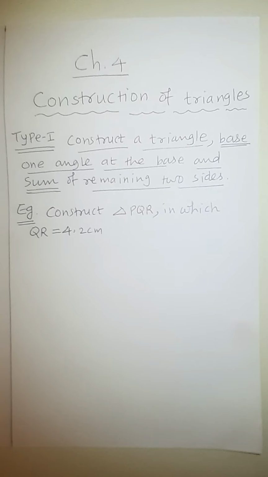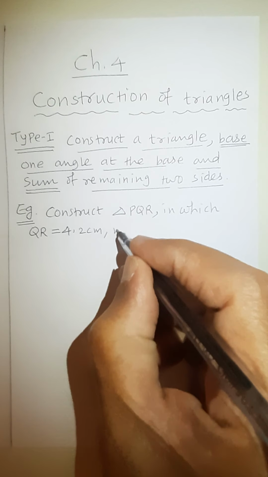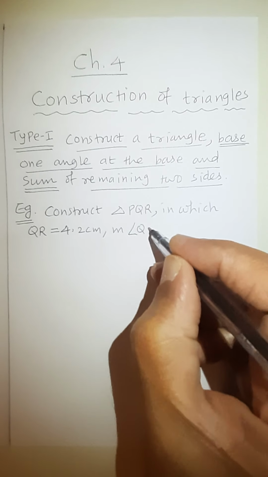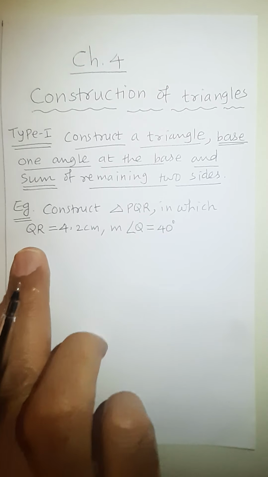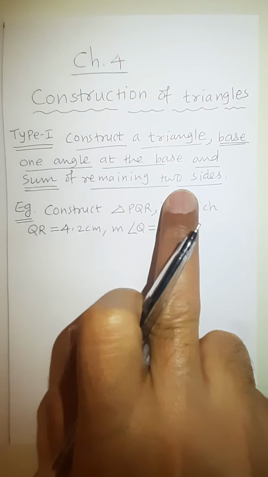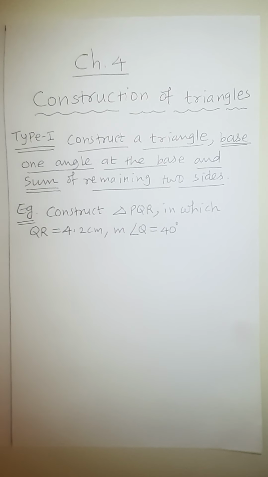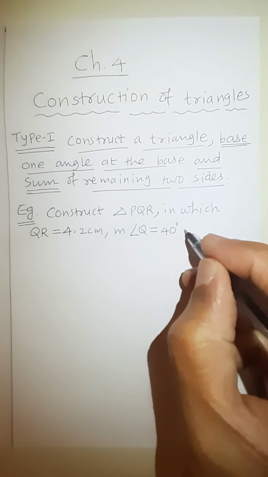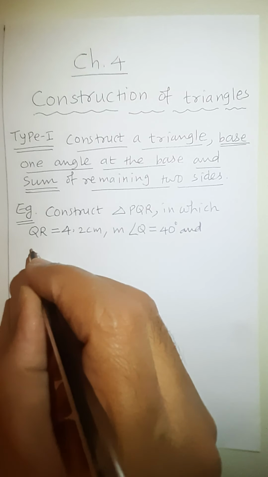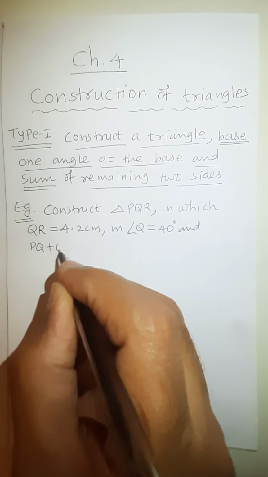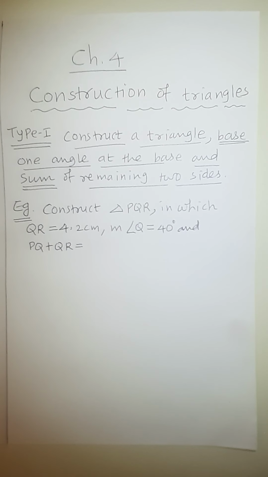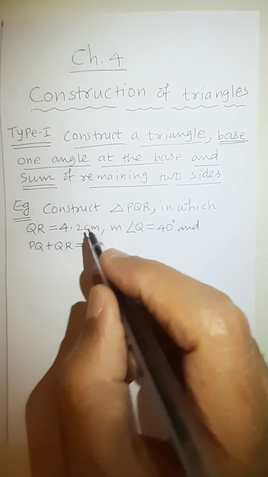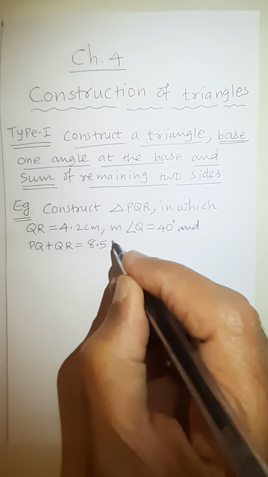Then one angle at the base, measure of angle Q, is 40 degree. Now when QR is one side, the remaining two sides of the triangle will be PQ and PR, and the sum of them, PQ plus PR, is 8.5 centimeter. This is your first question.